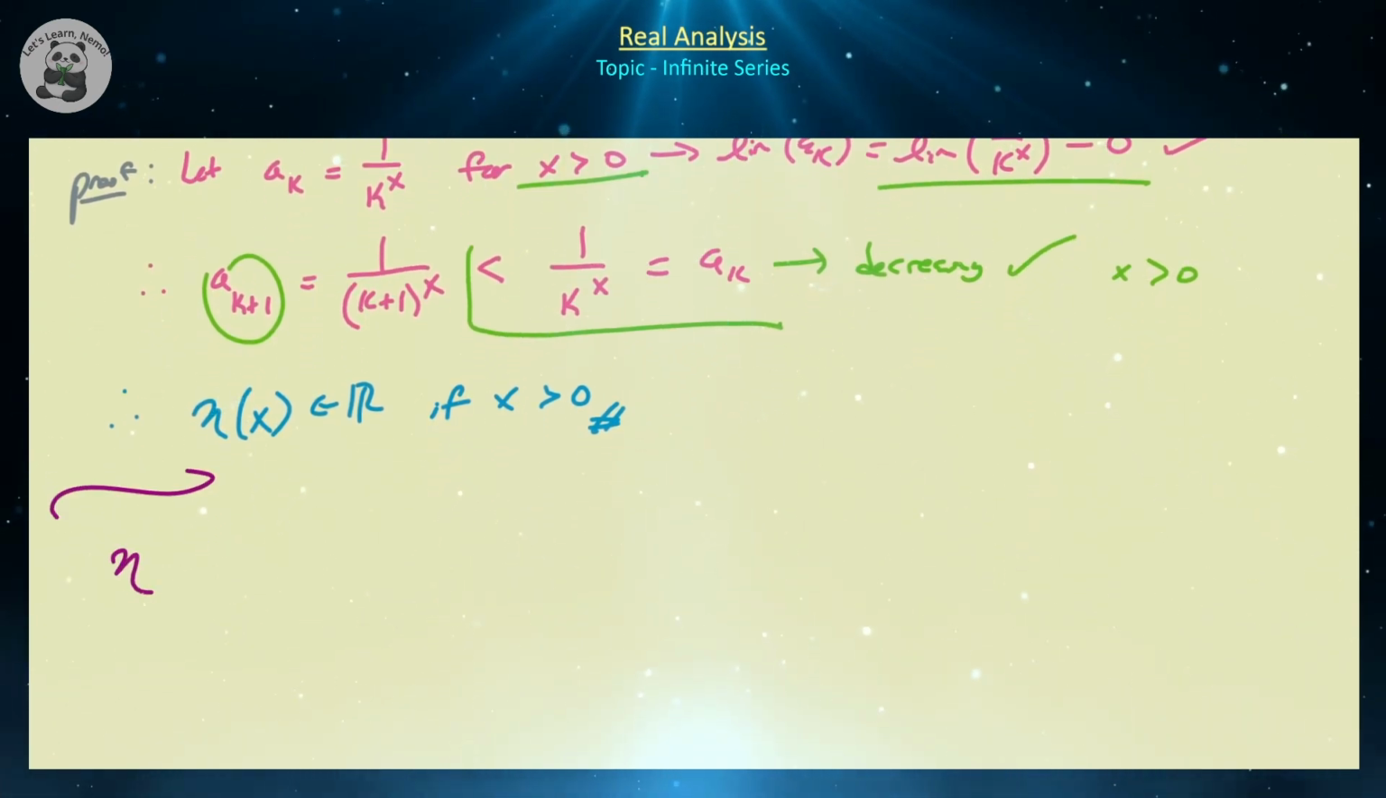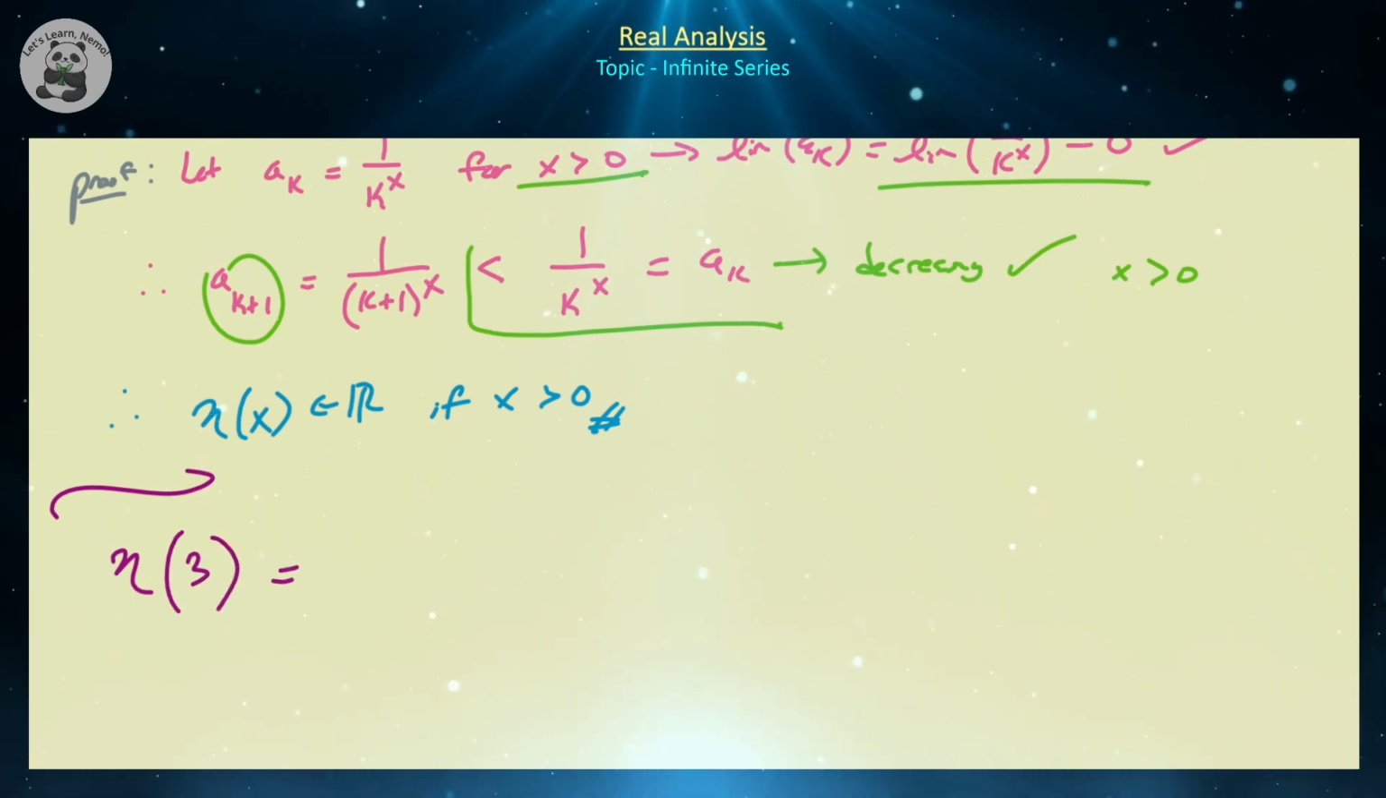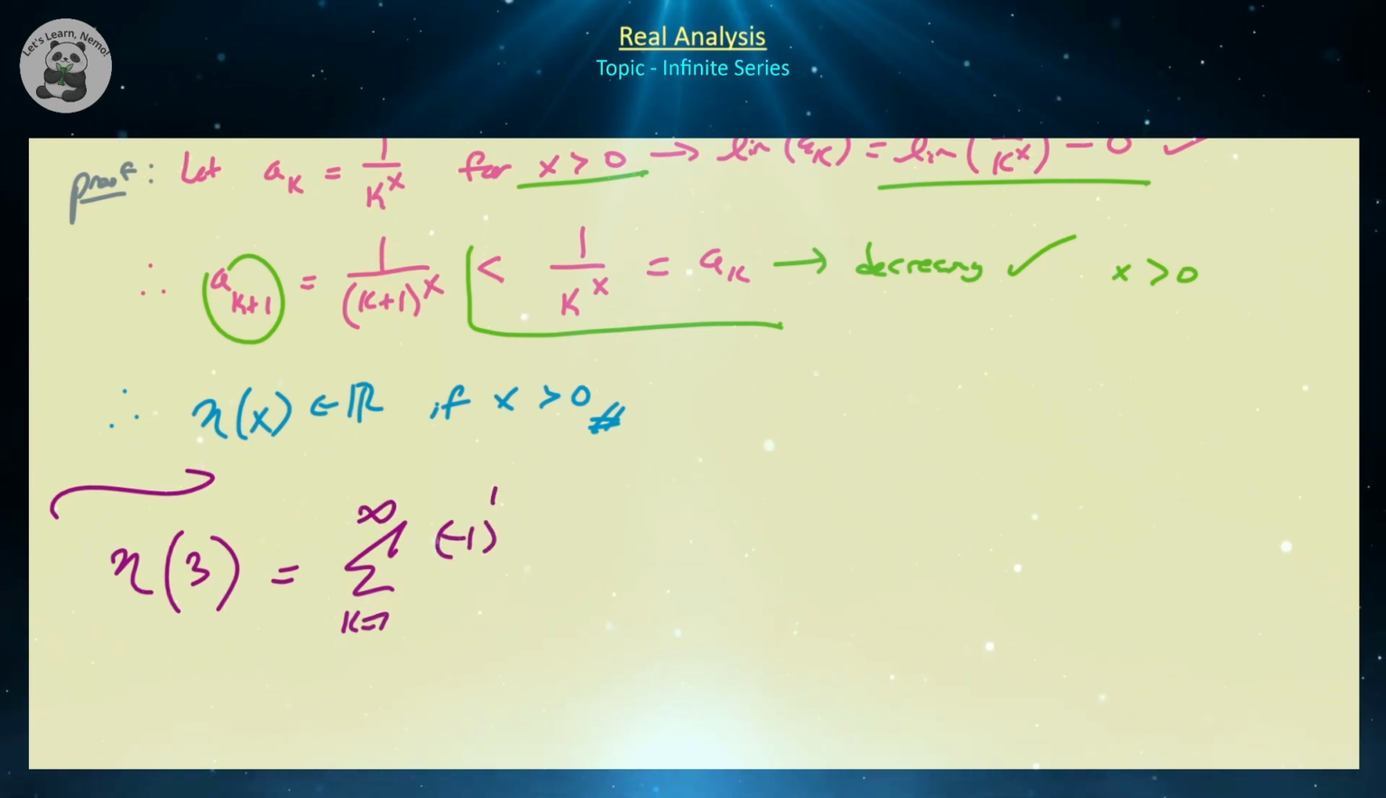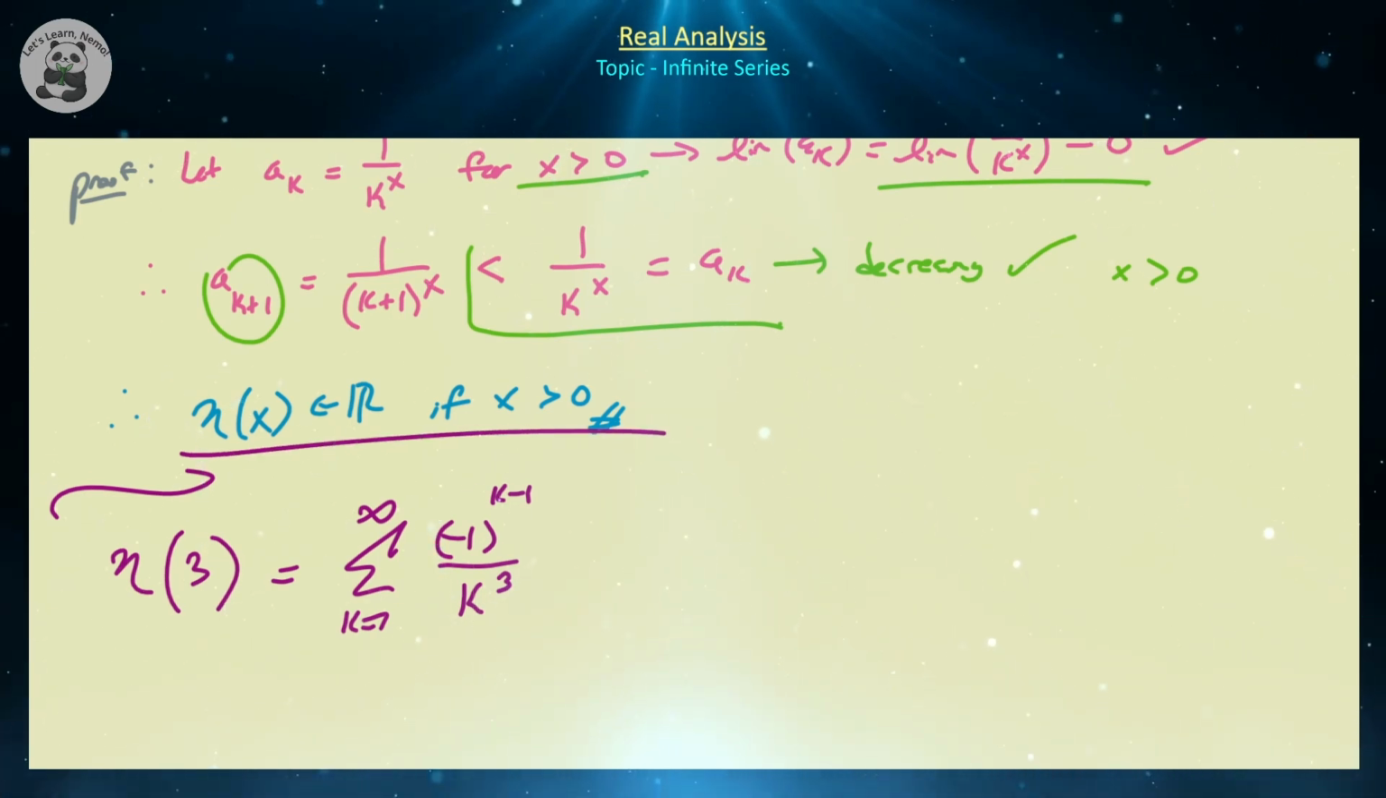All right, so if you ever see one of these series, for example, if somebody says, what is the value of the Dirichlet eta function of 3, then that's going to be equal to the sum from k equals 1 to infinity of (-1)^(k-1) divided by k to the power of 3, the alternating version of zeta of 3. And one could ask, does this converge? And the answer is yes, because Dirichlet eta converges for x greater than 0, and obviously 3 is greater than 0, so this is a real number.